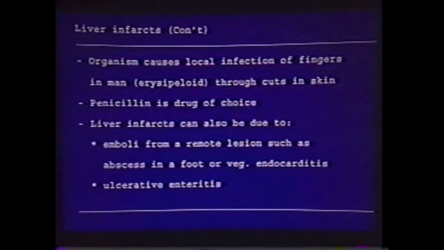Liver infarct, just like what I showed you before, can also be caused by emboli from a remote lesion, such as abscess in the foot, like foot pad, or vegetative endocarditis. In quail, as well as in other birds, it can also be associated with ulcerative enteritis. And I showed you that slide before when we talked about ulcerative enteritis in quail.